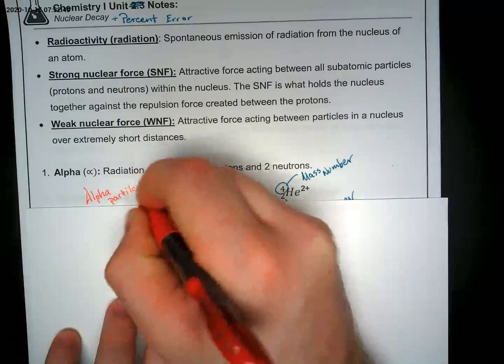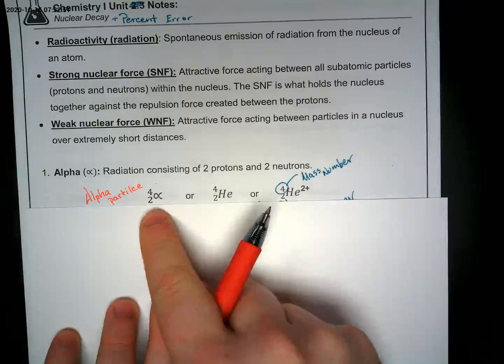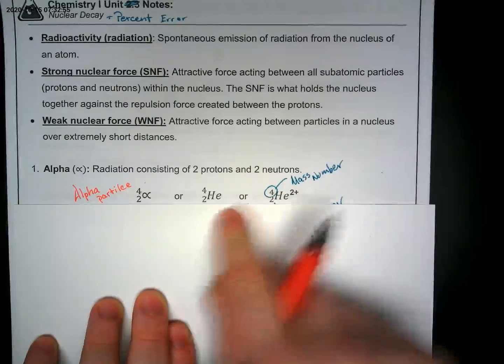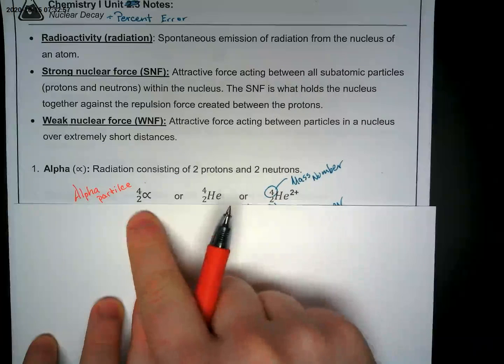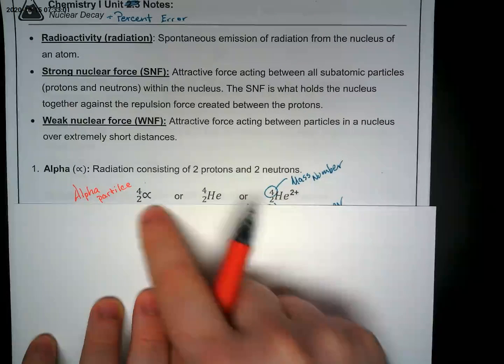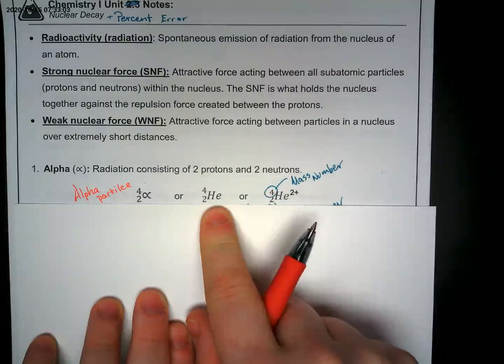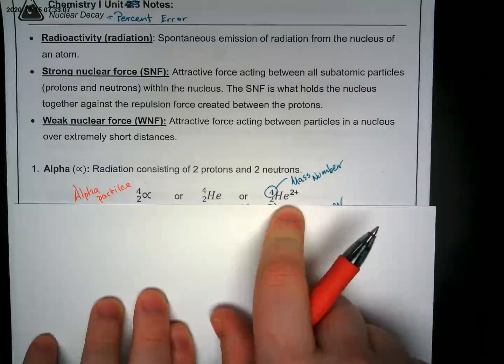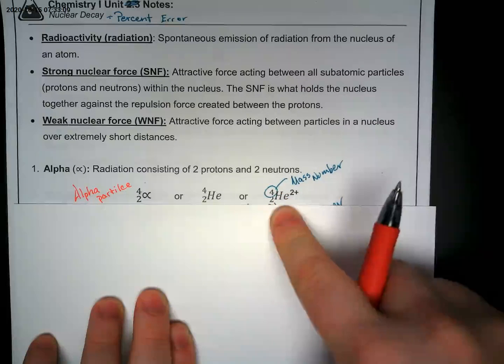Okay. So we can denote it like this. And if you notice, it's pretty much just all chemical symbols. But we can denote it like this, where we have alpha, and then we've got a 4 and a 2. Or we can have helium with a 4 and a 2. Or we can have it as a helium ion, where it's helium with a 4 and a 2.